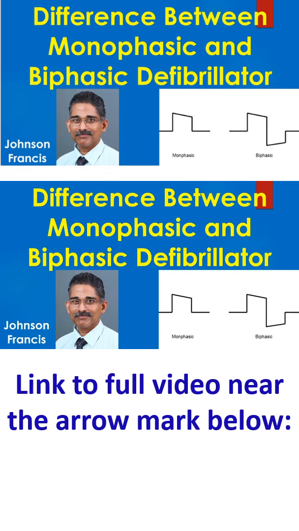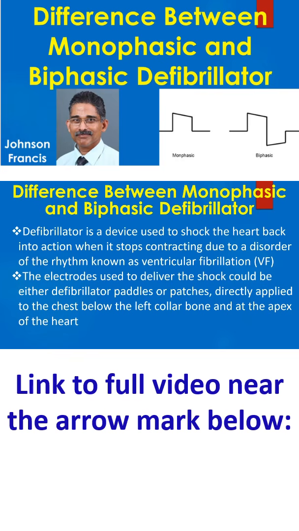Discussion on the difference between monophasic and biphasic defibrillators. A defibrillator is a device used to shock the heart back into action when it stops contracting due to a disorder of rhythm known as ventricular fibrillation. The electrodes used to deliver the shock could be either defibrillator paddles or patches applied directly to the chest, below the left collarbone and at the apex of the heart.